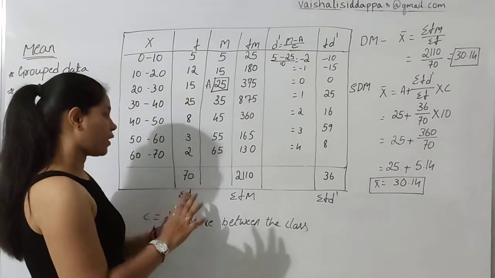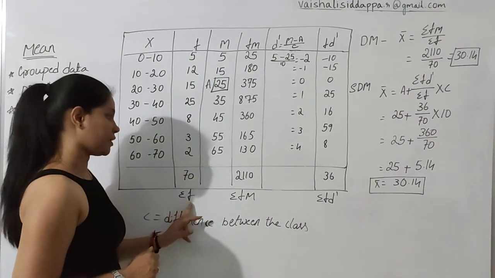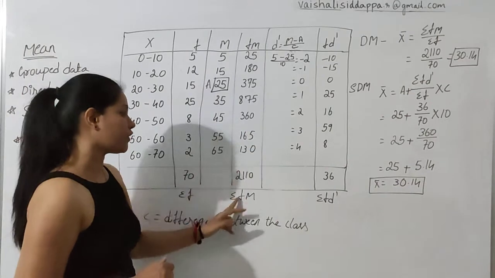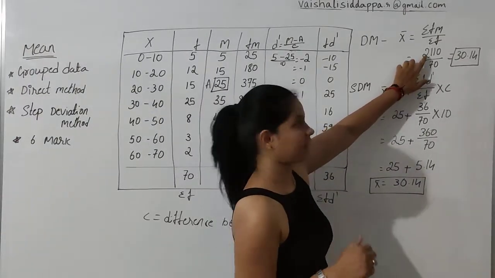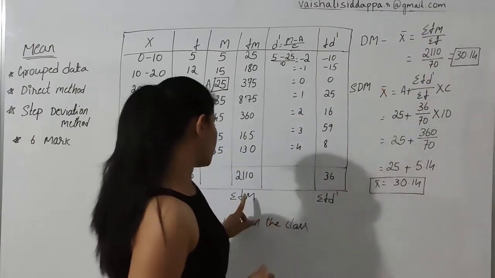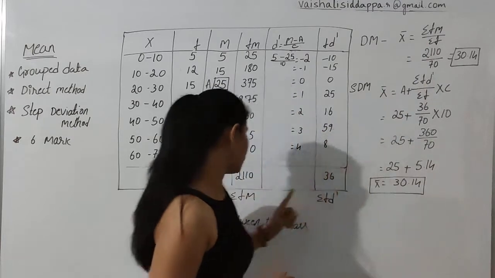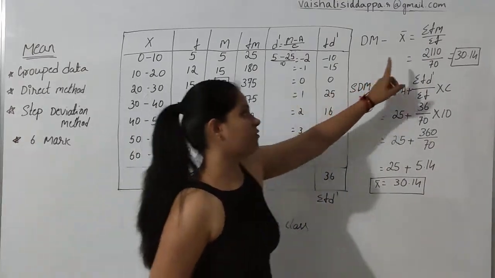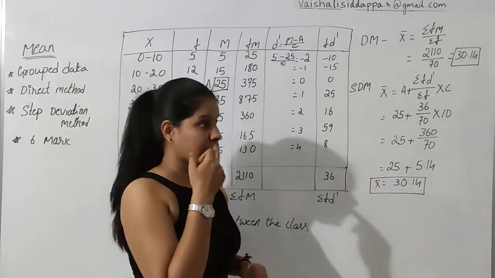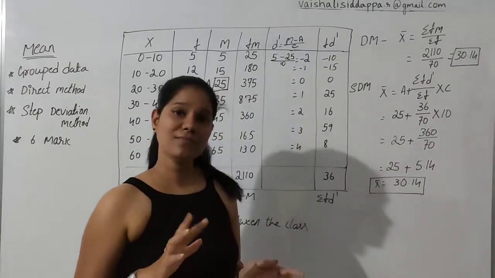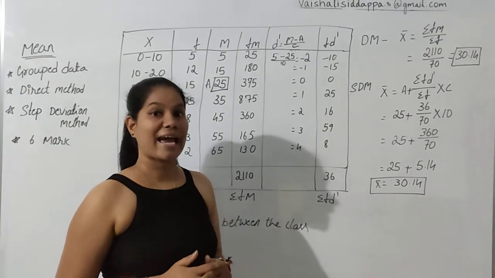So now you have everything. The total of the frequency is 70, which is sigma f, and you have the total of fm, which is sigma fm. So sigma fm is 2110 divided by sigma f, which is 70. Dividing this, you get 30.14. The answer is 30.14. This is the first method, one of the easiest methods, the direct method.